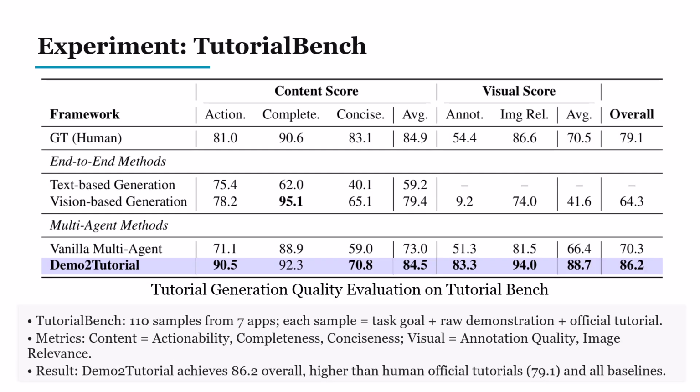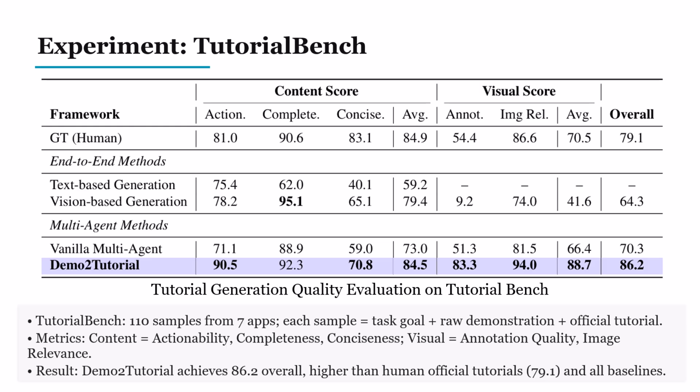Now I will discuss the evaluation of generation quality. The authors introduced Tutorial Bench, which contains 110 samples from 7 common software applications: PowerPoint, Word, Excel, Photoshop, Premiere Pro, After Effects, and Adobe Acrobat. Each sample consists of a task goal, a raw demonstration, and an official tutorial used as reference. The evaluation uses 2 score groups. The content score measures actionability, completeness, and conciseness. The visual score measures annotation quality and image relevance.